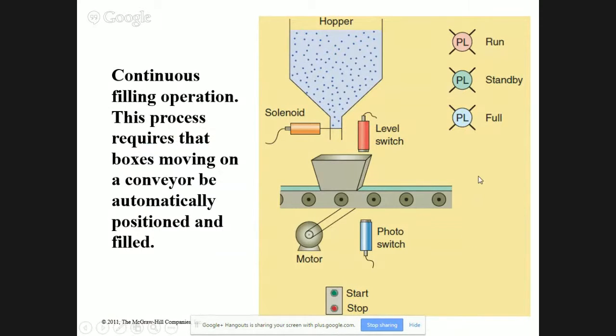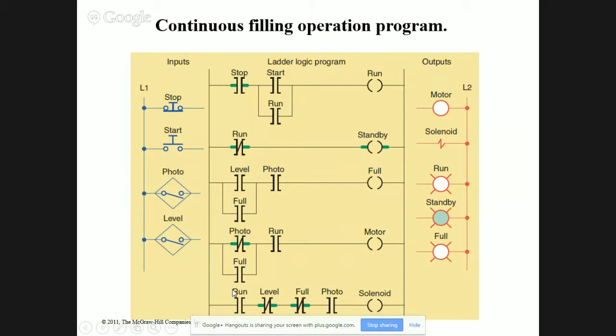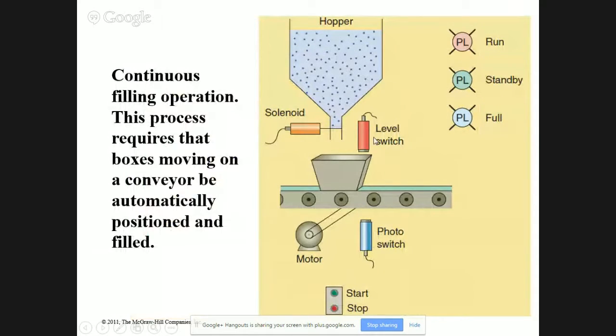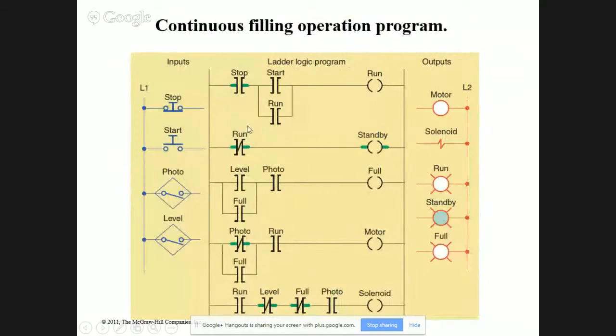This is also in that Logix Pro right here. Continuous. That's the next exercise. Here's continuous filling operation. We've got a solenoid, a level switch, and a photo switch. So what we're doing here is we've got a run bit just to say the thing's on. When the run bit's on and it's not level and it's not full and the photo eye gets made, we're going to fire the fill solenoid.